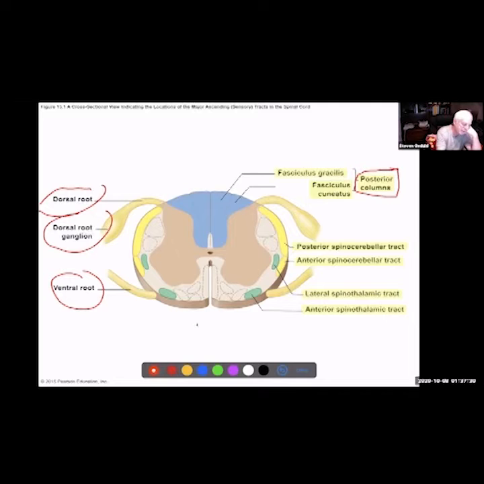Remember, this is anterior and this is posterior when we're looking at a cross section. You have the posterior spinocerebellar tract, which is this yellow mass right here as it comes along the side. And you have the anterior spinocerebellar tract. You have the lateral spinothalamic tract, and you have the anterior spinothalamic tract. Those are the green areas right here and right here.